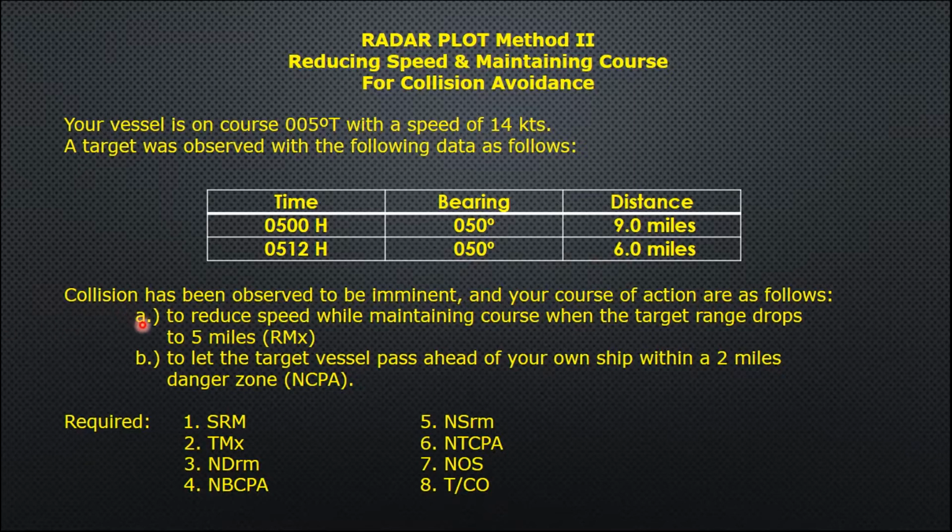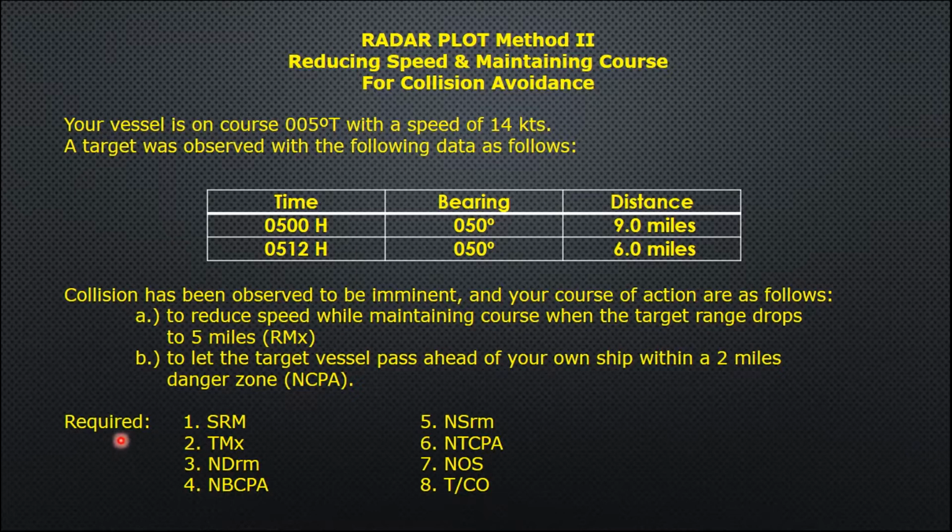Letter A, to reduce speed while maintaining course when the target range drops to 5 miles. That's your RMX. And letter B, to let the target vessel pass ahead of your own ship within a 2 miles danger zone. That's your new CPA.